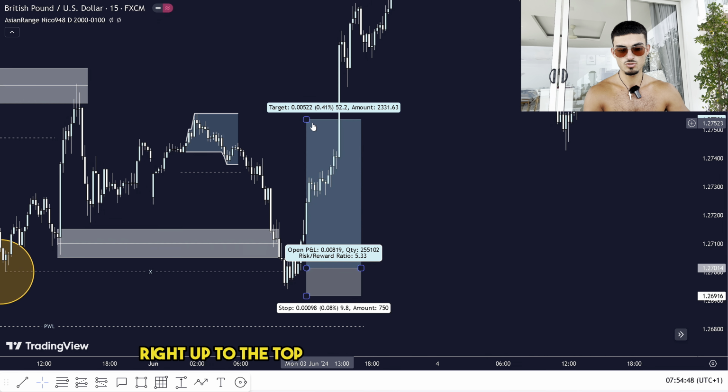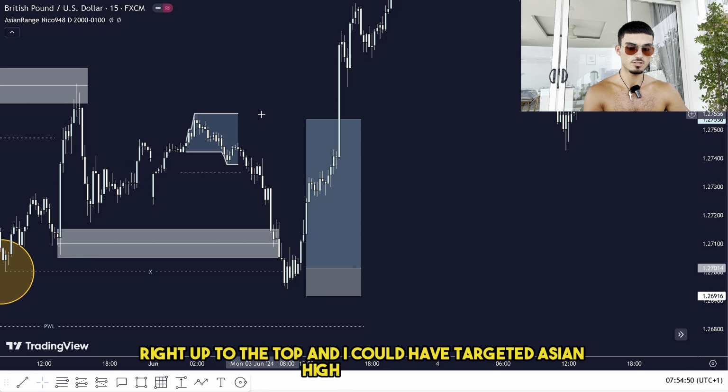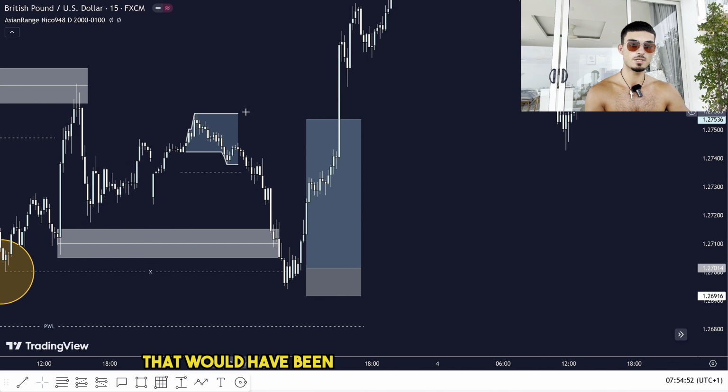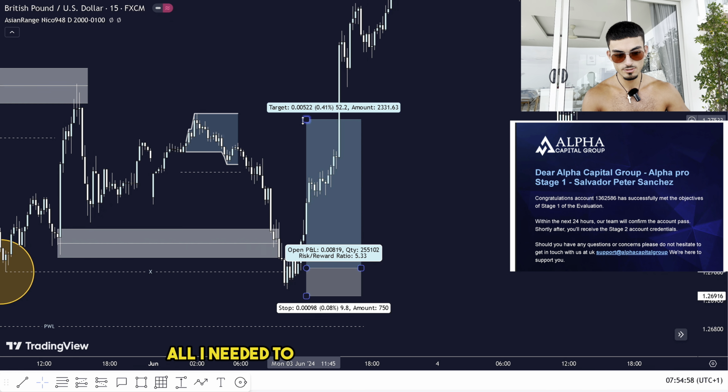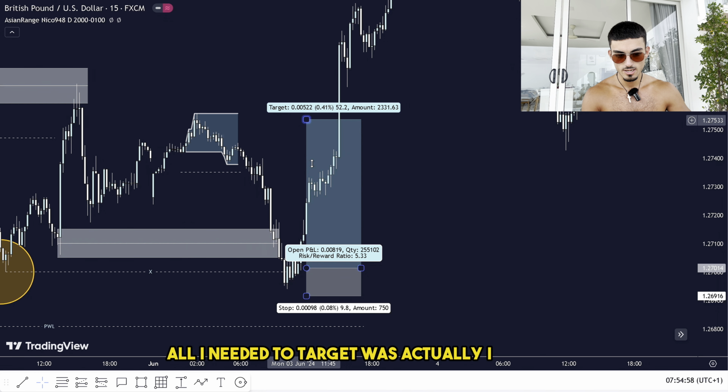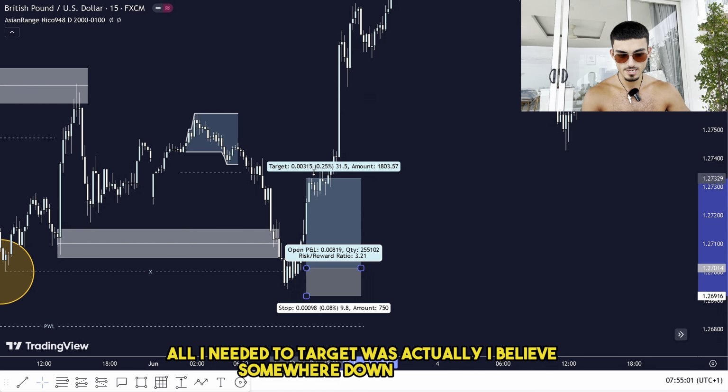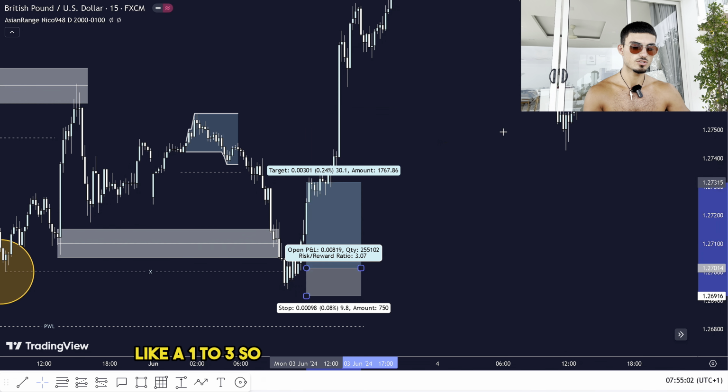Boom, right up to the top. And I could have targeted the Asian high, actually, if I wanted to right here. That would have been an amazing target. However, to pass my Alpha Capital Group 200K phase 1 account, all I needed to target was, I believe, somewhere down here, okay? Like a 1 to 3. So I didn't need to target much.